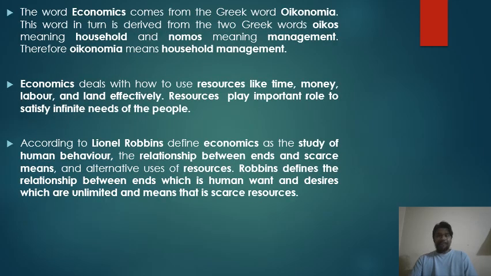Okay, now understand. The word economics comes from the Greek word oikonomia. This word in turn is derived from two Greek words, oikos meaning household and nomos meaning management. Therefore, oikonomia means household management. Household management means family management. So the word economics comes from the Greek word oikonomia, which comes from two parts: oikos means household or family, and nomos means management, the management of family finance.